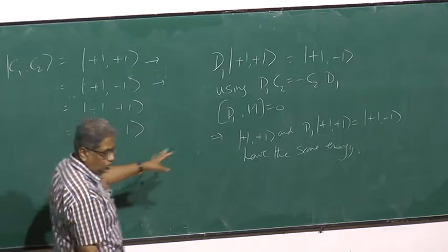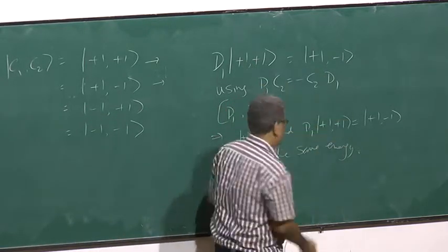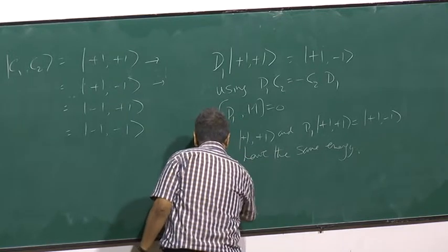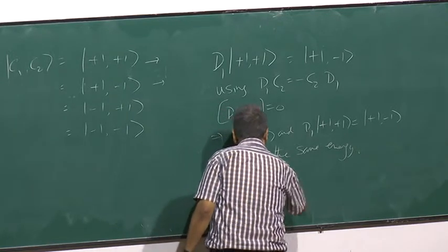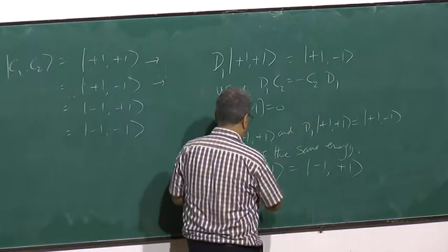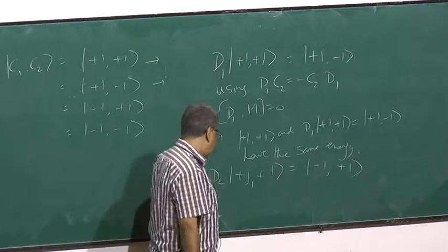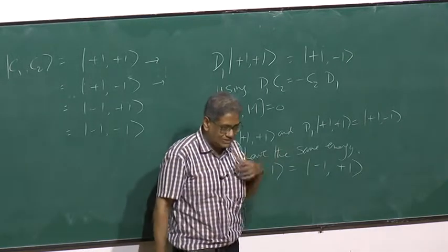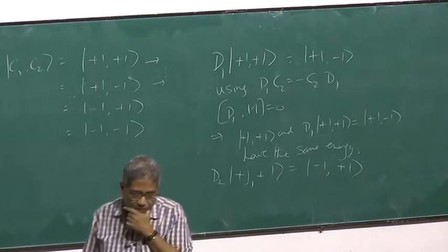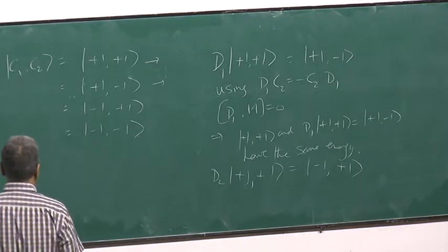Similarly, you can use D2 to act on this state to produce a state which is |-1,+1>. So D2 acting on |+1,+1> gives you a state which is |-1,+1>, and because D2 commutes with the Hamiltonian, these two states must be degenerate in energy. And then you act on this with D1 and you get |-1,-1>, and that has the same energy. Okay, so this is a proof that these four states are degenerate.